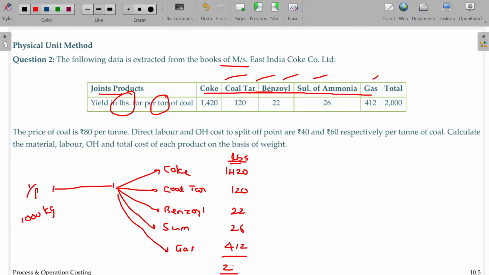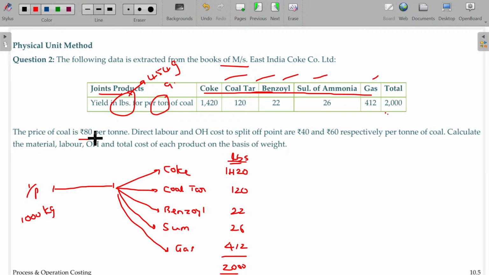You'll get 2,000 pounds. A pound is approximately 454 grams, otherwise roughly 900 grams. Otherwise, there may be some loss. 2,000 means automatically it is 950 grams, like kilograms. Some wastage is there. This is the output anyhow. Don't bother about the pound and other things.